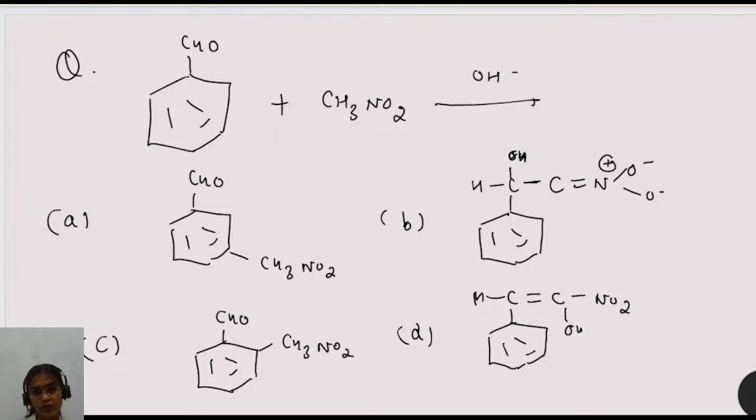Which of the following is the correct answer here? Take your time and answer the question. Again, take your time and try to answer the question. Maybe we will end up with the final answer correctly.